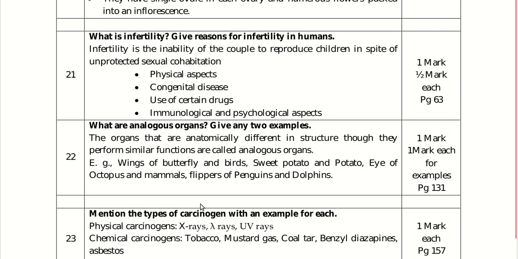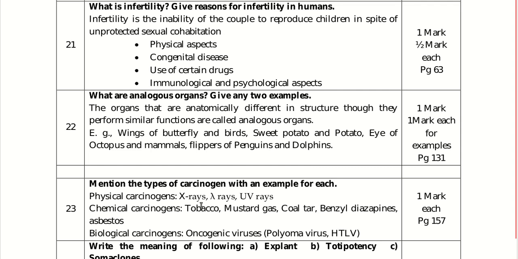Mention the types of carcinogen with an example for each. Physical carcinogens: X-rays, gamma rays, UV rays. Chemical carcinogens: tobacco, mustard gas, coal tar, benzopyrene, asbestos. Biological carcinogens are oncogenic viruses like polyoma virus, HTLV.